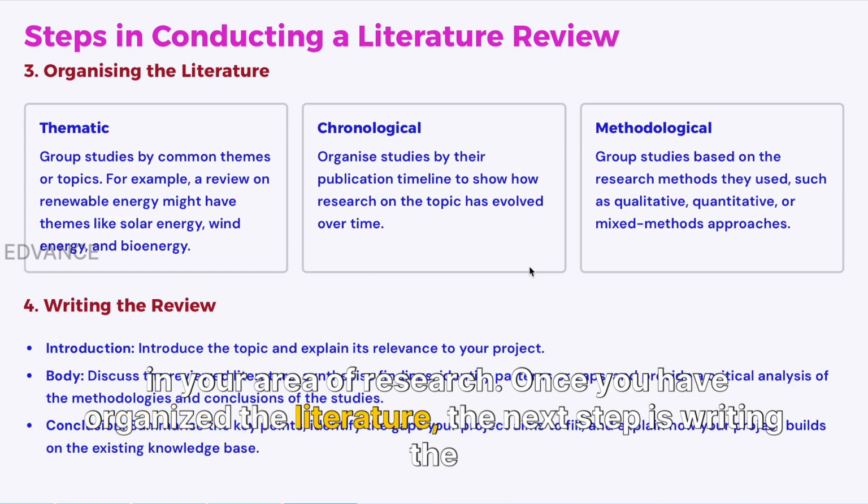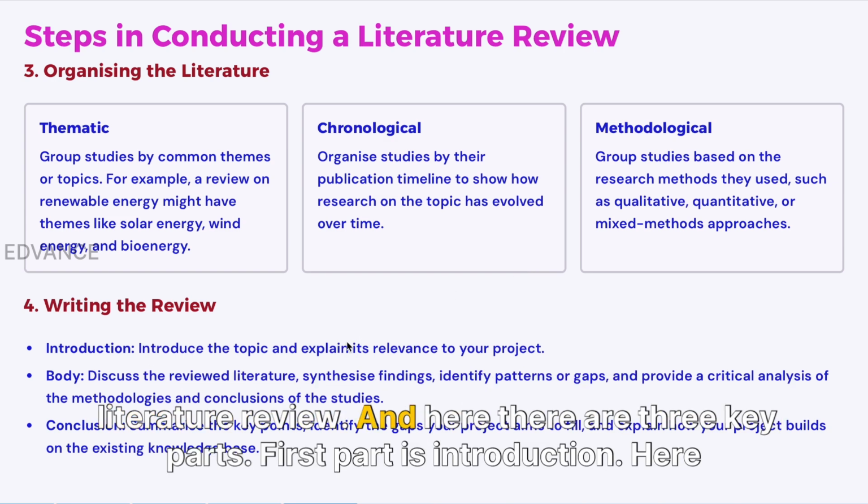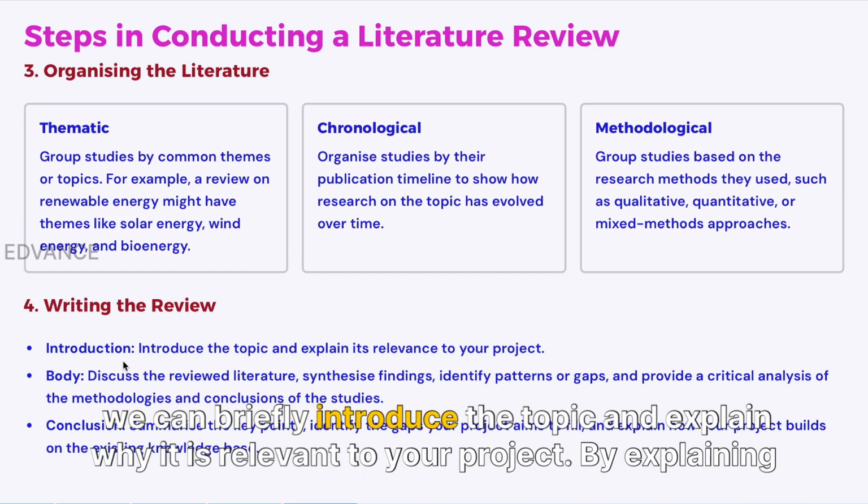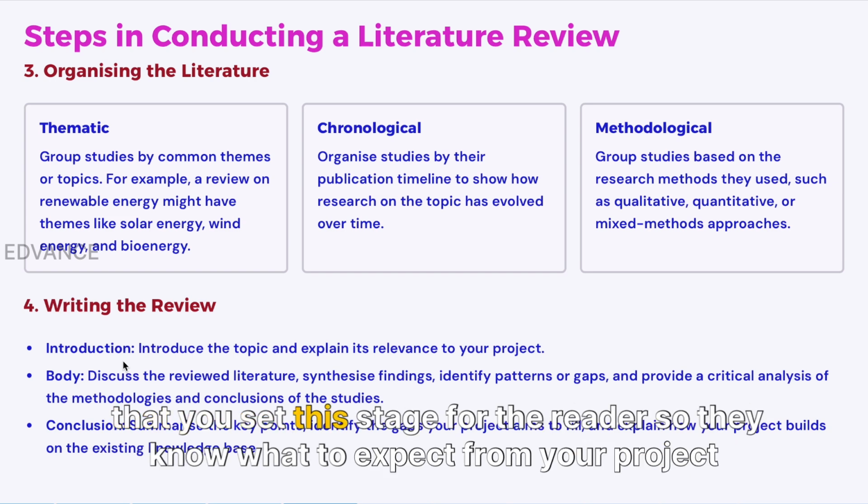Once you have organized the literature, the next step is writing the literature review. And here there are three key parts. The first part is the introduction. Here we can briefly introduce the topic and explain why it is relevant to your project. By explaining that, you set the stage for the reader so they know what to expect from your project report.